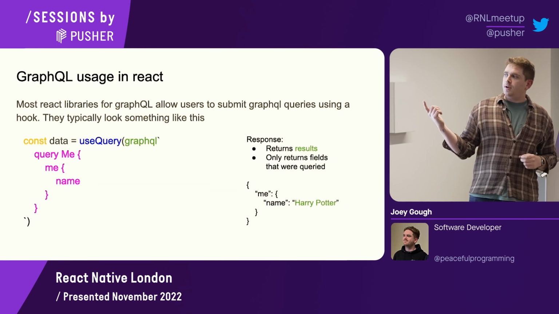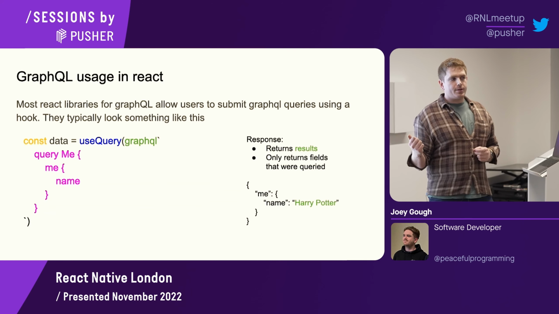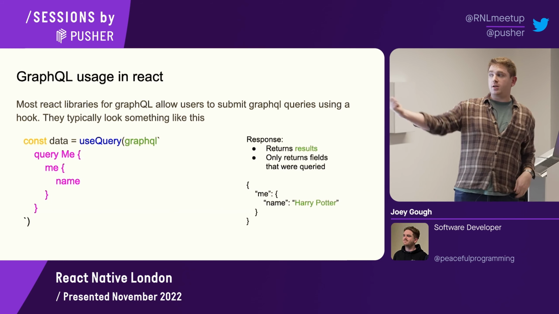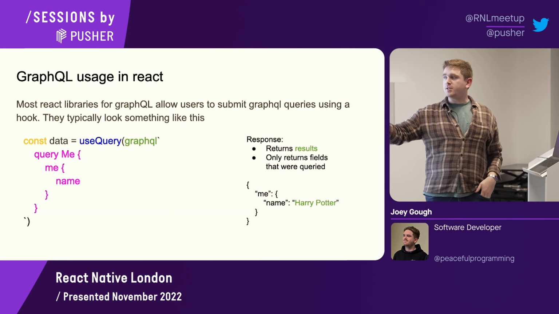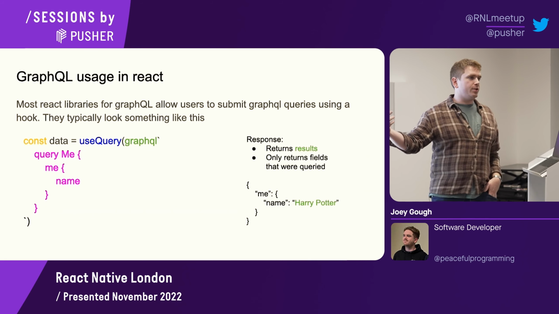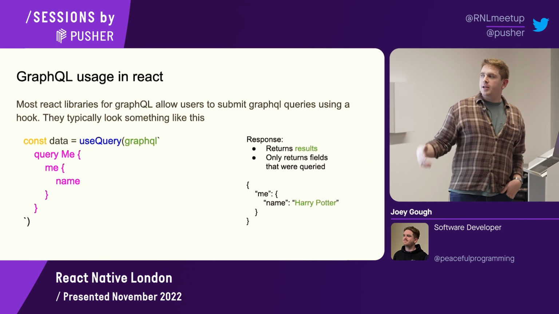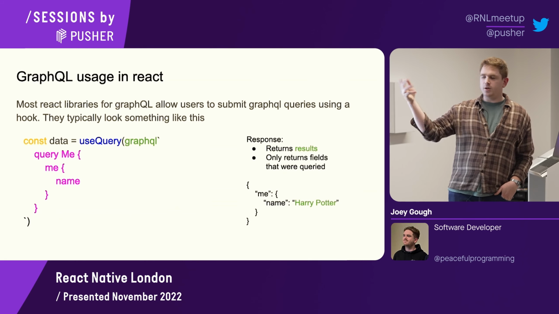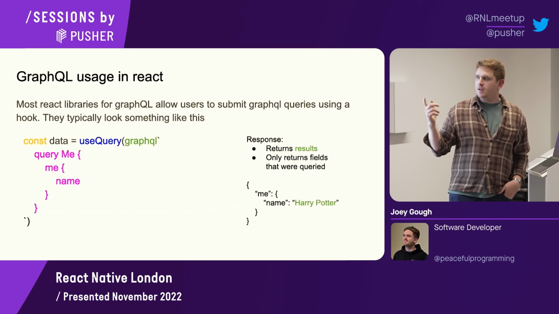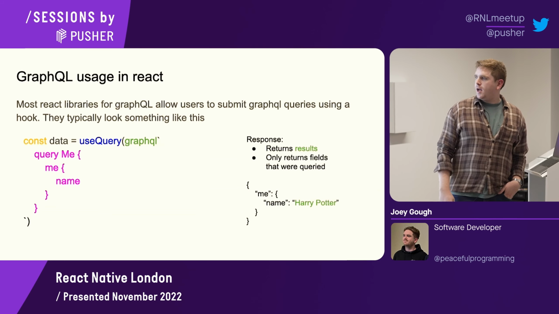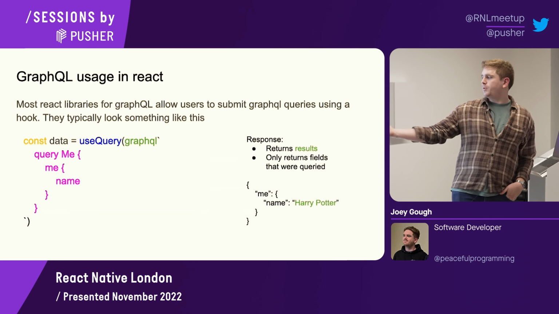So a lot of libraries in React made for GraphQL look like this. It's a hook, and it's like useQuery. You pass in a GraphQL tag node, and it gives you your data. And like the Prisma Labs GraphQL hooks, Relay hooks, Apollo Client, they all look more or less like this. And in this example, you would get your name.